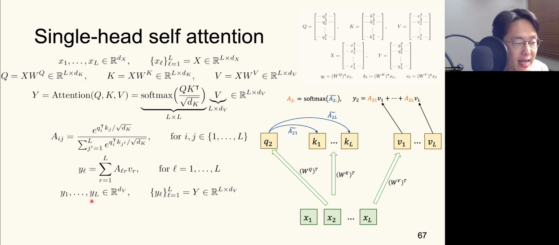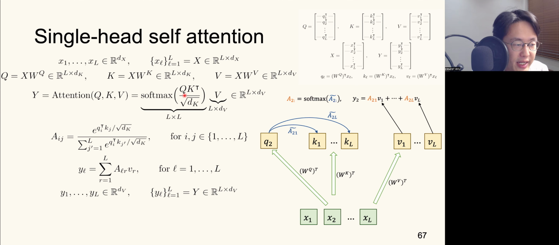Again, the output of the self-attention layer is referred to as y1 up to yL. We will again stack these little y's into this big Y. So the first row of big Y is little y1, the second row of big Y is little y2, and the final row of big Y is little yL. And this big Y, the output, can be written more compactly in this way: Q times K transpose divided by root dk, softmax, times the V matrix.